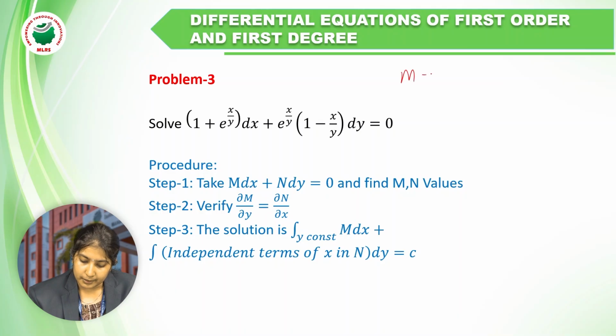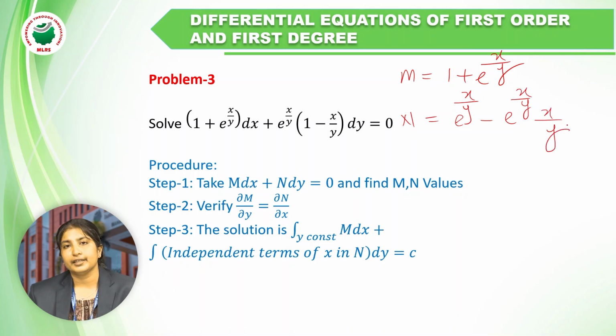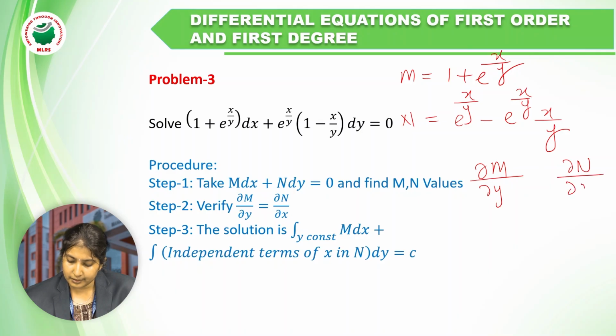So here my M is what? 1 plus e power x by y. What is my N here? e power x by y into 1 minus x by y. Again here what we will do? We have to perform dou M by dou y and dou N by dou x, and verify whether these both are equal. Check the exactness condition, and then you have to find the solution.